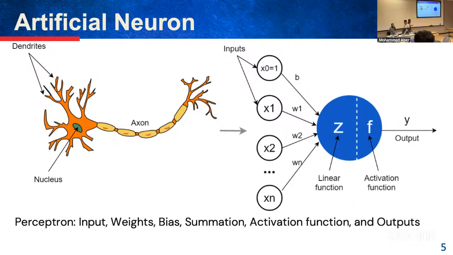So what does a perceptron contain? Input, weight, bias, summation, activation, and output. The activation function decides that if there is anything special in this input and this weight, then it will activate with 1, and otherwise it will stay inactive with 0.